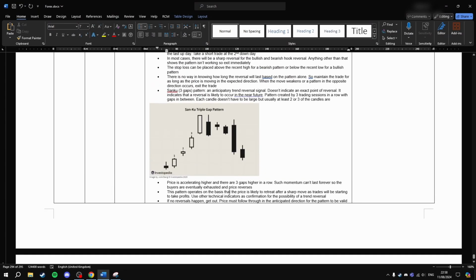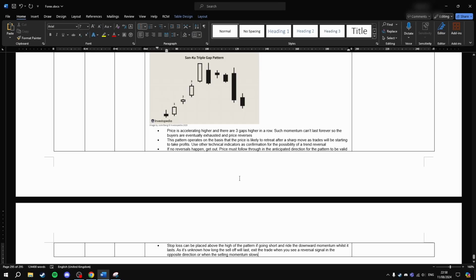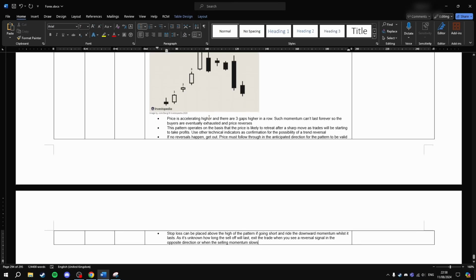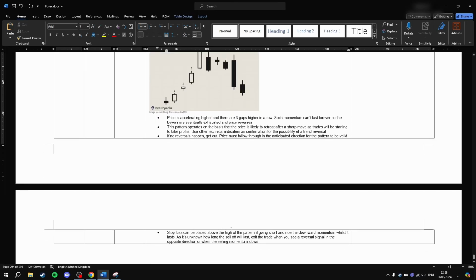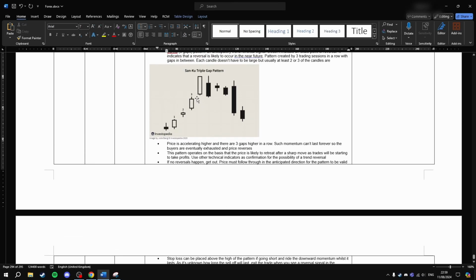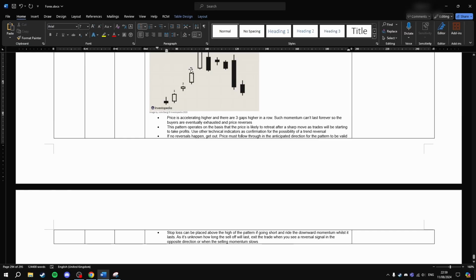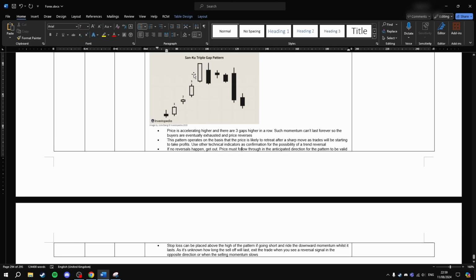Get out if price doesn't follow through in the anticipated direction for the pattern to be valid. So in this case, this one must go down for the pattern to be valid. Stop loss can be placed above the high of the pattern, so above here, if going short.